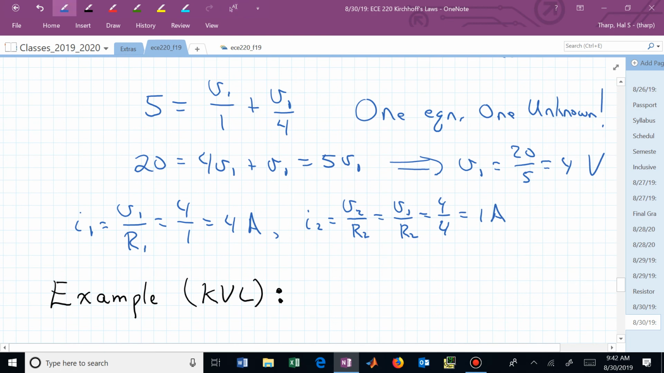Okay, so coming soon is current divider.